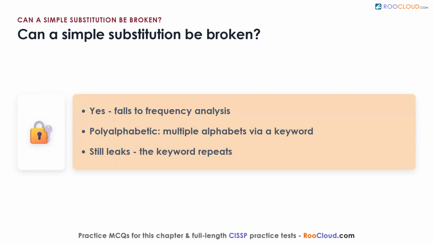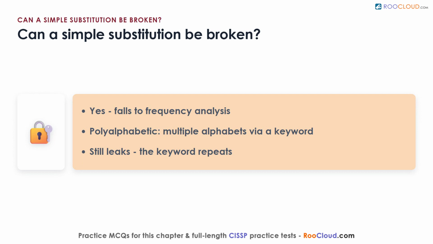Can a simple substitution be broken easily? Yes, and the weakness is telling. A fixed shift cipher falls to frequency analysis. Every language leans on certain letters far more than others, so an attacker counts which scrambled letters appear most and maps them back to the common ones.